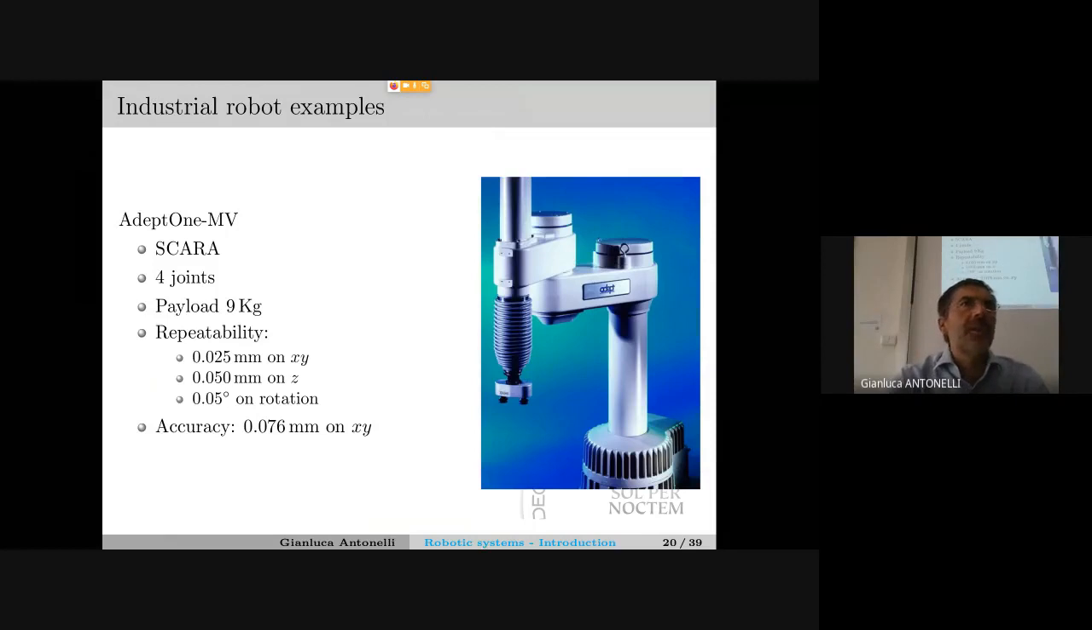Okay, some pictures. This is a SCARA, quite a small one, if you can appreciate.